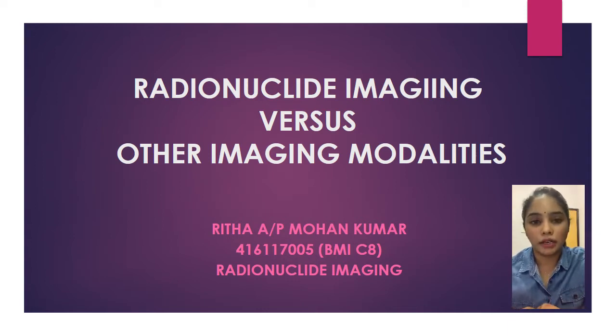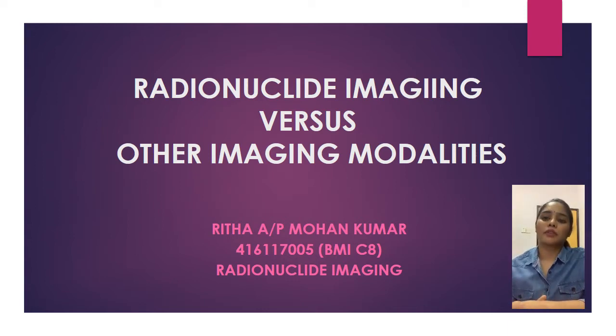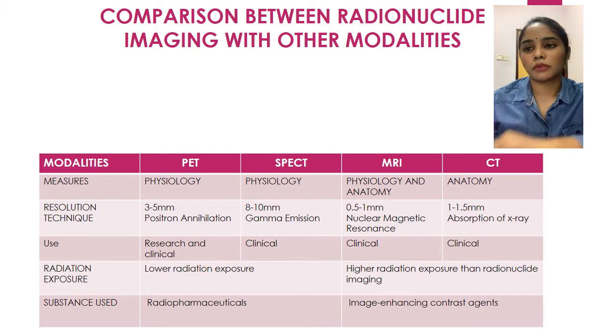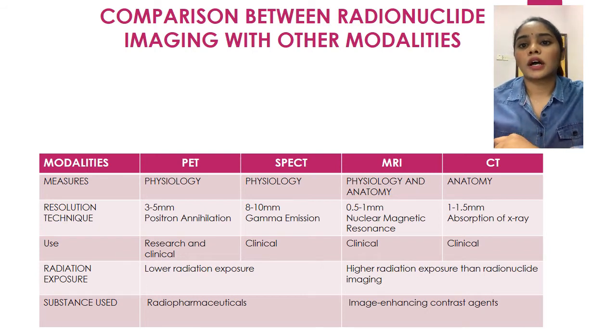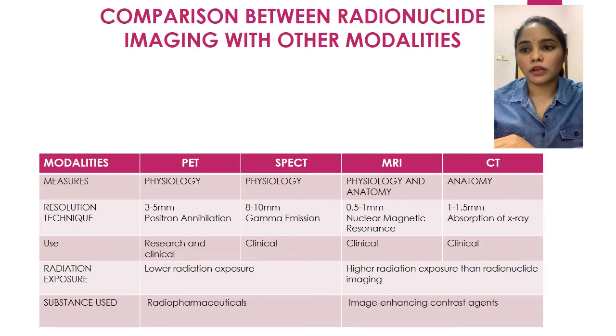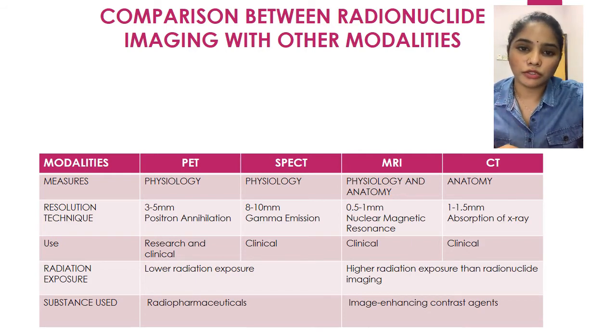Today I will explain about radionuclide imaging versus other imaging modalities. I will start with a comparison between radionuclide imaging and other modalities. The modalities I've mentioned are PET scan, SPECT scan, MRI, and CT. PET scan is known as positron emission tomography, and SPECT scan is known as single photon emission computed tomography.